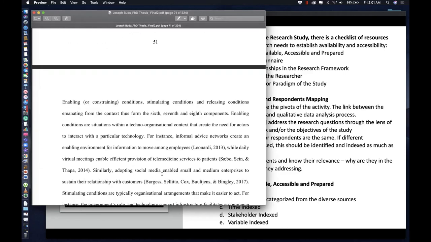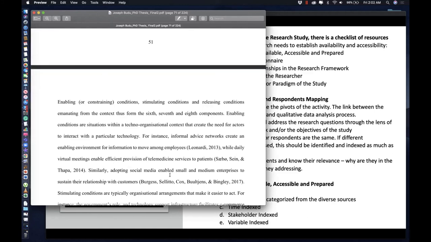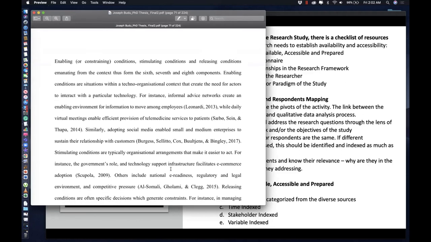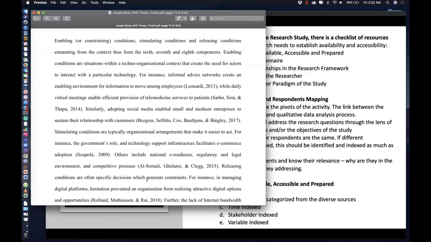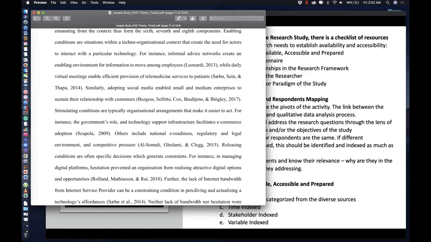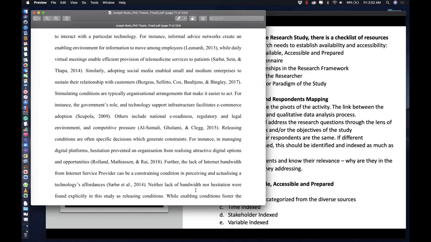Similarly, adopting social media enabled small and medium enterprises to sustain their relationship with customers. Stimulating conditions are typically organizational arrangements that make it easier to act. Then the constraining and releasing conditions are often specific decisions that generate constraints. For instance, in managing a digital platform, hesitation prevented an organization from releasing attractive digital options and opportunities. Further, the lack of internet bandwidth from an internet service provider can be a constraining condition in perceiving and actualizing the technology affordance. Okay, that's very good.